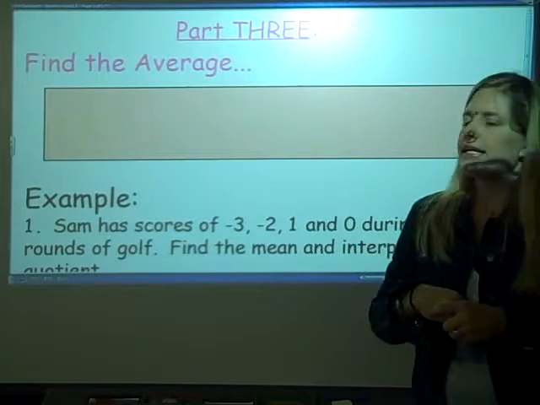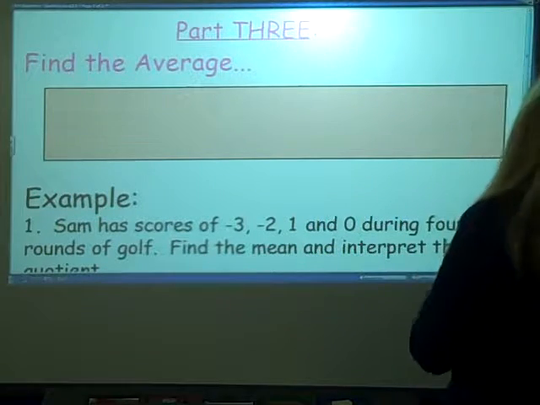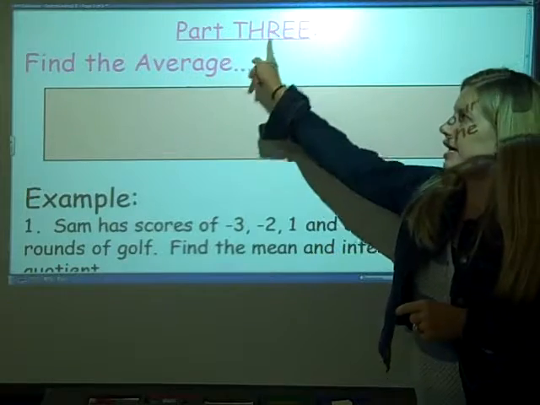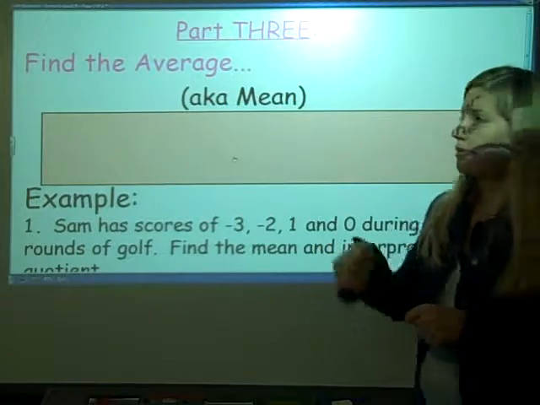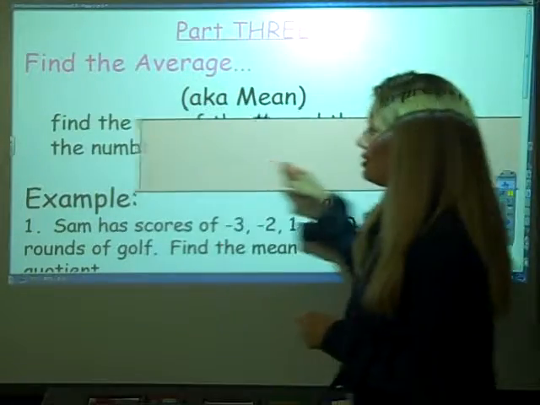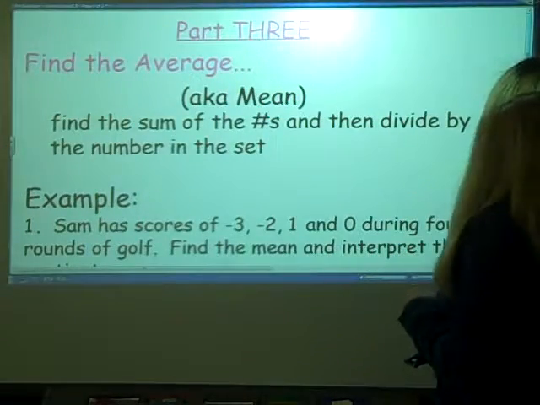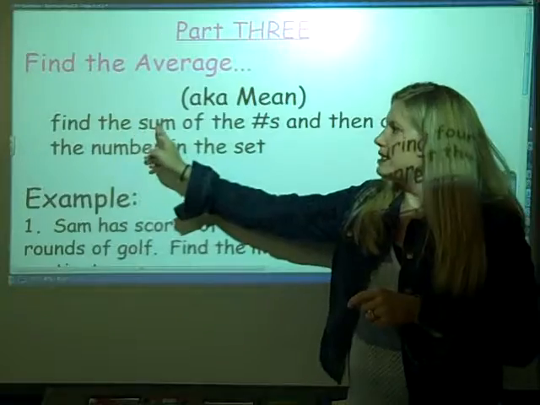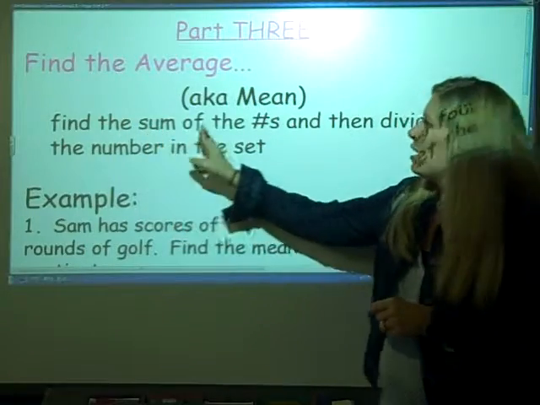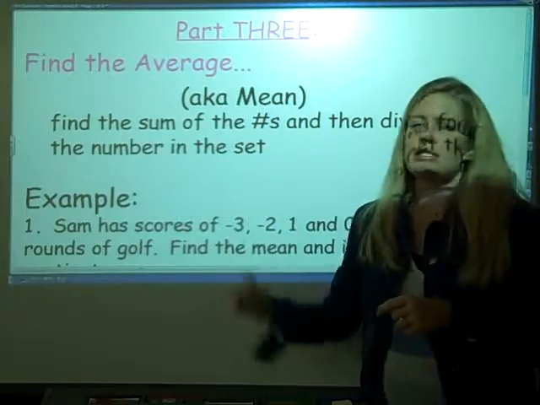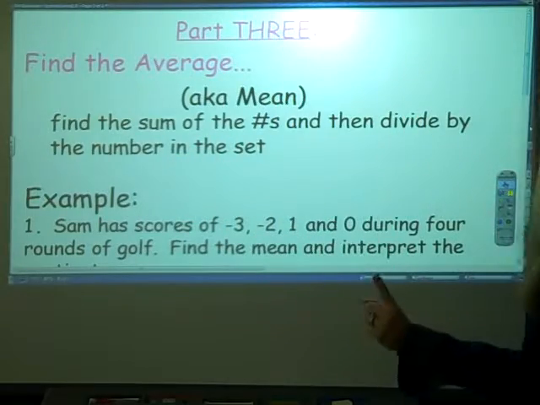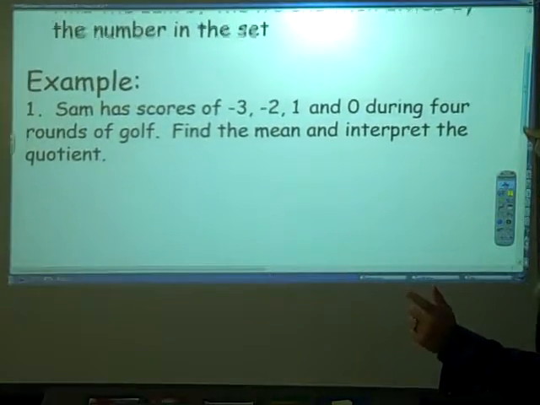Last part, finding the average. Part 3, finding the average. Hopefully you write that down. Also known as the mean. When you say average, I mean the mean as well. What you do to find the average is you find the sum, that means you add, of the numbers, and then divide by how many numbers are in this set. We're going to do one example of this, and then that's it for today.